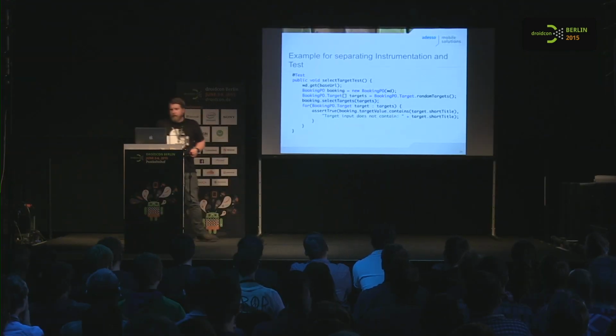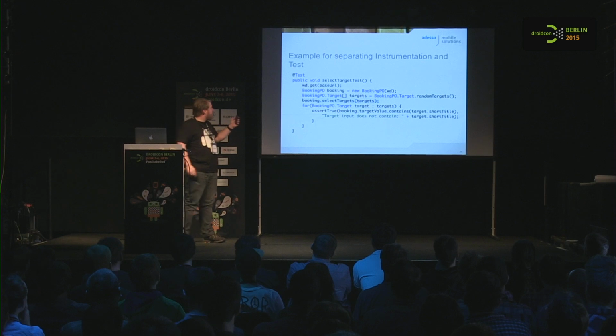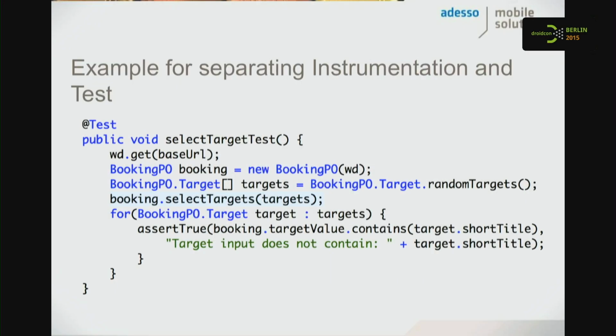I have one example for that based on Appium. In this example, we are testing a web view inside a native app. What we want to do is select a target, a destination in a booking process, and then look again if the selection is present in another input field. A simple example. And that's the test code. We get some random targets, our test data, and then we just call select target. That's the instrumentation. And then we check if our target value is inside the input field.